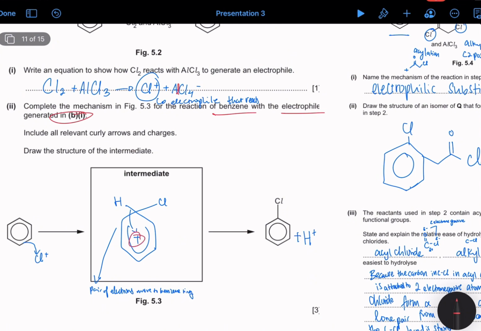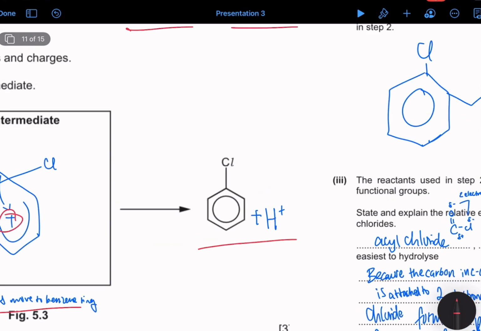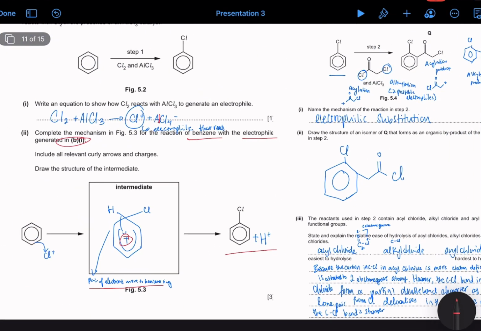Towards the positive, and a pair of electrons from your CH will move to the benzene ring, and this is your end product. 3 marks. This is actually very generous. You only have to remember how to do the mechanism and you obtain 3 marks.